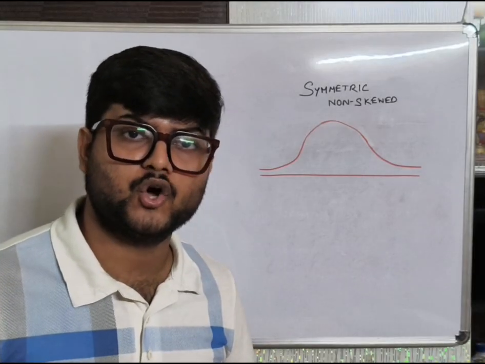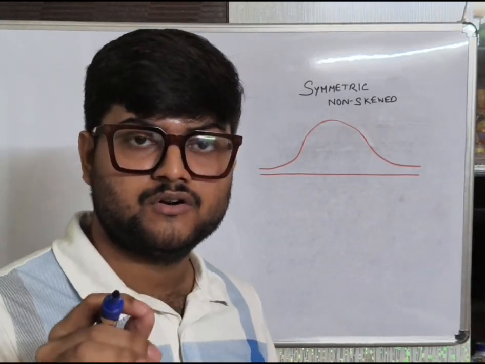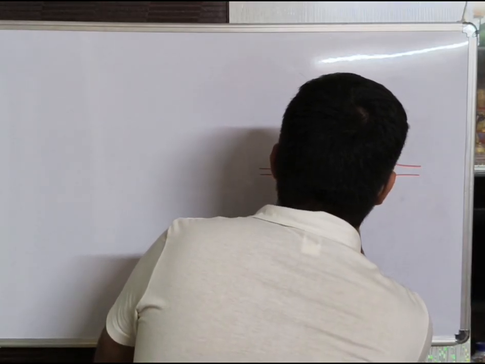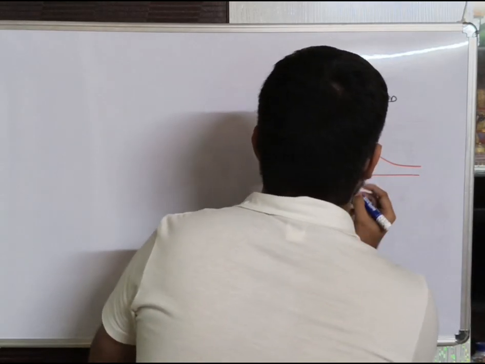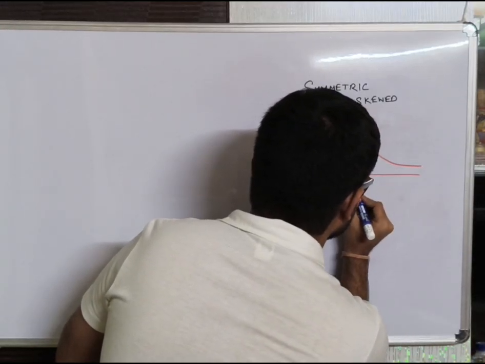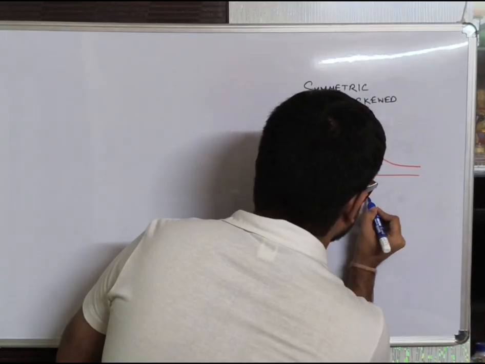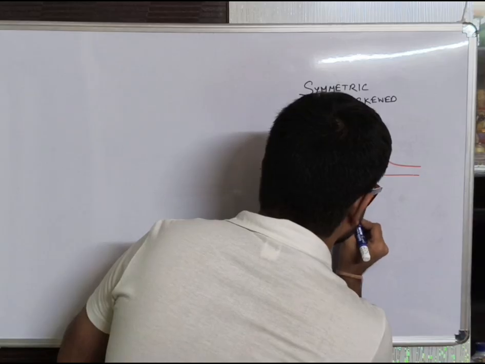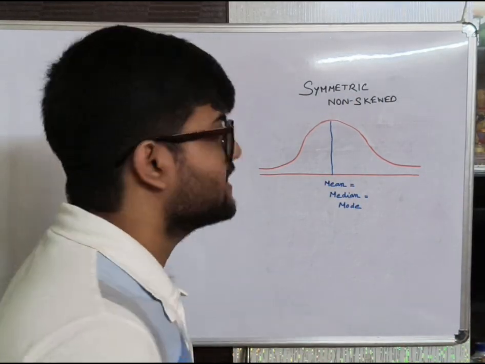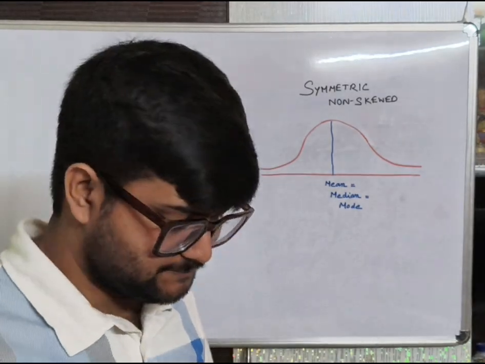In a symmetric non-skewed distribution like this, the mean, median, mode fall on the same line. Exactly like this. At this point, mean is equal to median equal to mode. So in a symmetric non-skewed distribution, that is a normal distribution, the mean, median, mode fall on the same line. Okay.